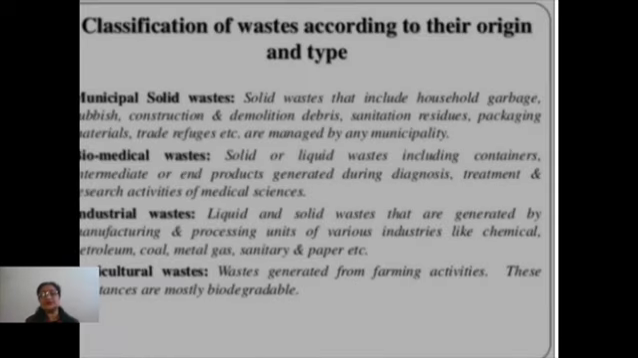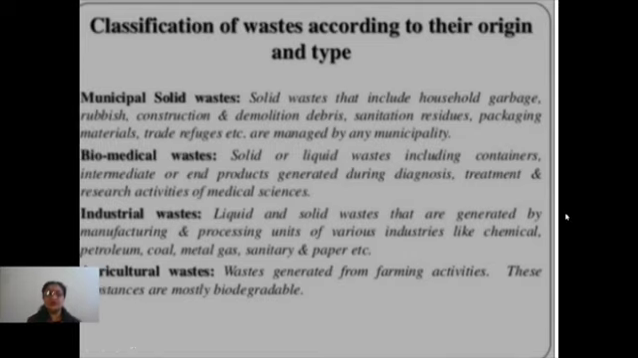Now next is classification of waste according to their origin and type. According to this, we can categorize the waste into four different types. Number one is municipal solid waste. Number two is biomedical waste. Number three is industrial waste. And number four is agricultural waste.